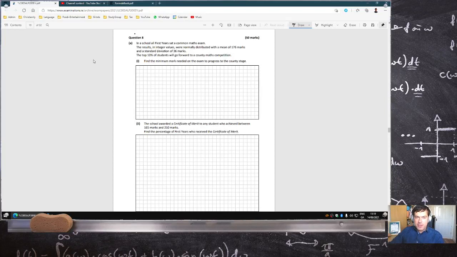In a school, all first years sat a common maths test. Normally distributed, mean 176, standard deviation 36. The top 10% of students go forward to a competition. Find the minimum mark needed to be within the top 10%. So our Z score has to correspond to 90%, the 90th percentile.